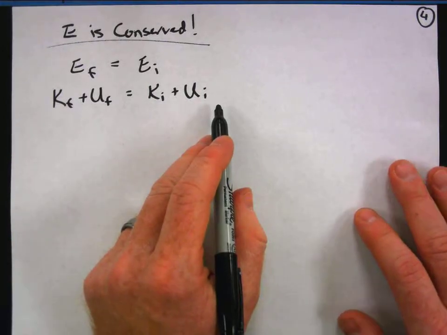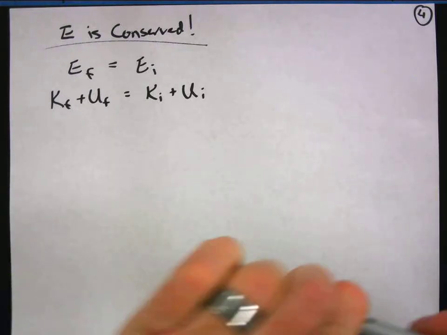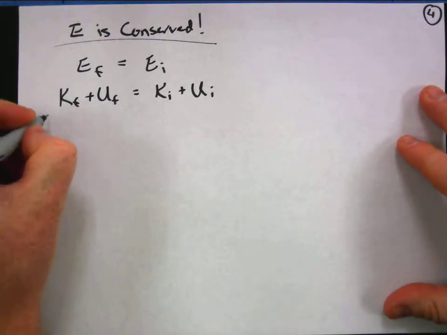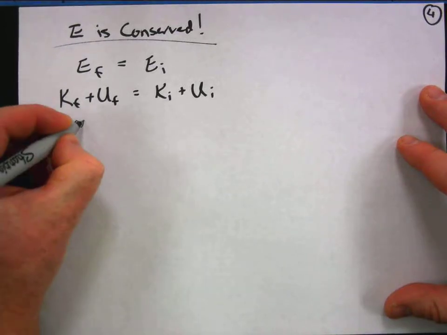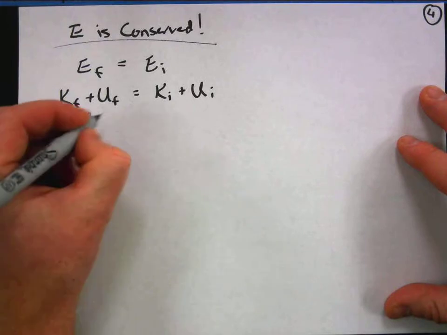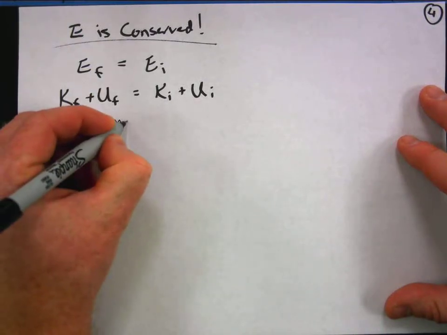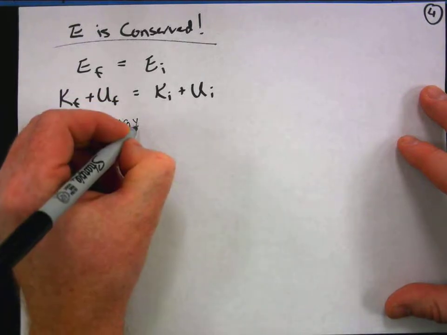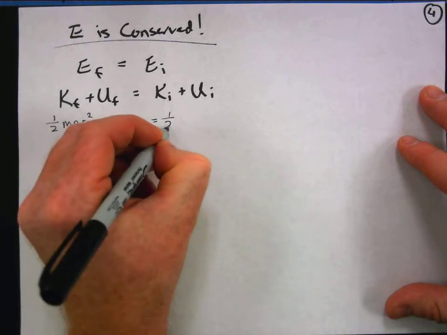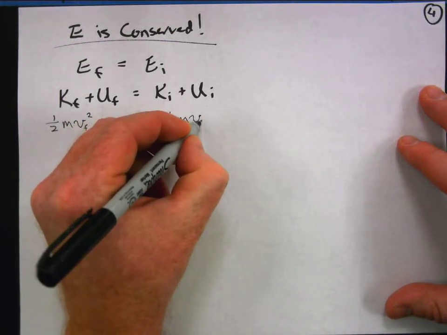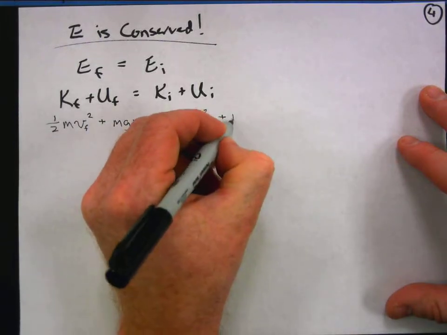I'm going to switch pens. This one writes a little finer. Kinetic energy in the final position, 1/2 m v final squared. The potential energy in the final position, mg times that final height. And my initial kinetic energy, 1/2 m v initial squared, and my initial potential energy, mg times my initial height.